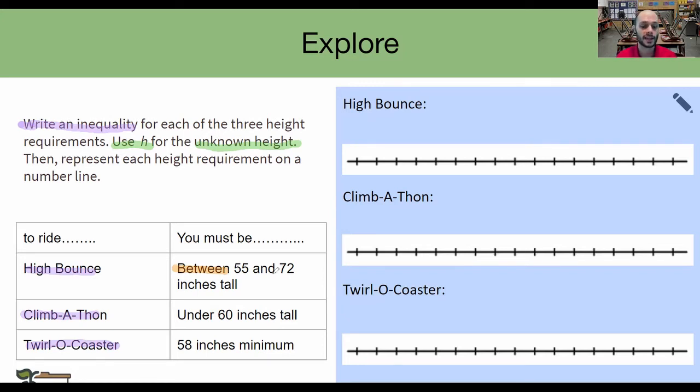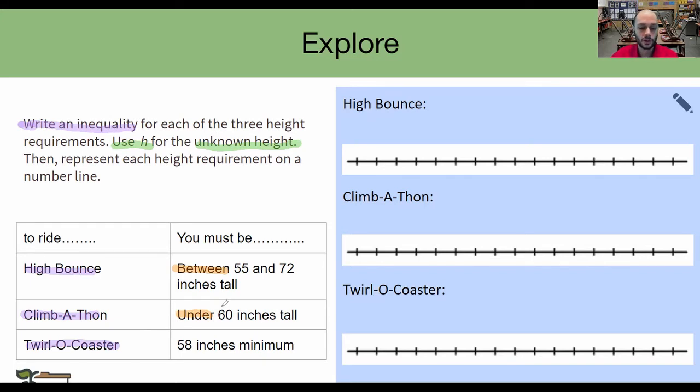Let's go over the next ride. The next ride says Climathon. Please pause the video and let me know, what do the words under 60 inches tall mean to you? All right, welcome back. If you said under 60 inches tall means that you have to be strictly less than 60 inches tall to go on this ride, you are correct. They're not going to let you go on this ride if you are taller than 60 inches. If you are 60 inches, they will also not let you go.